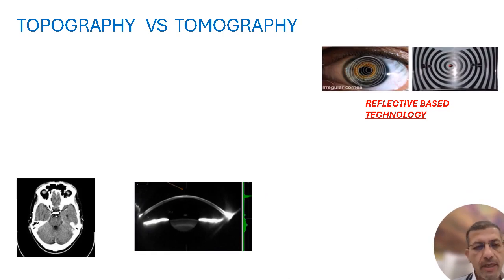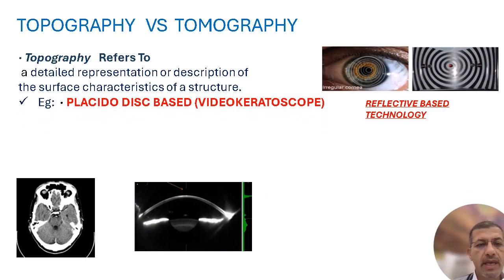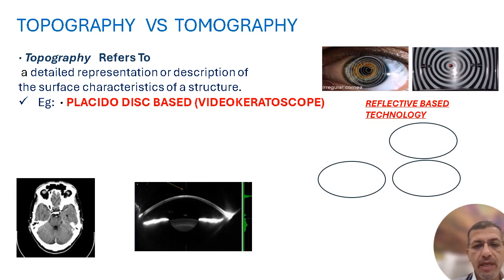The word topography is used mainly to describe the anterior surface of the cornea, and the anterior surface of any structure that you are describing is named topography. The most common example is the Placido disc based. The reason is that Placido disc topography captures the first Purkinje image that is reflected from the anterior surface of the cornea, while the second Purkinje image, reflected from the posterior surface of the cornea, is usually dim and blurred. That's why it cannot be captured.